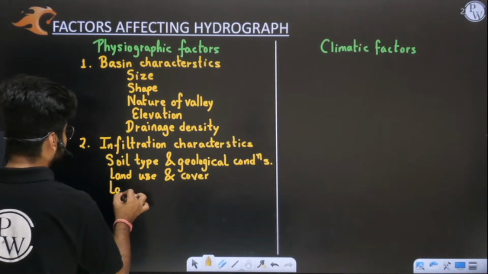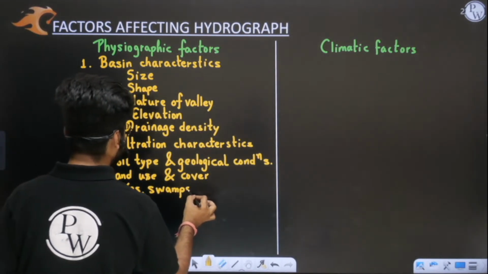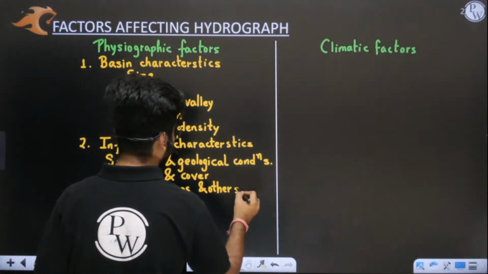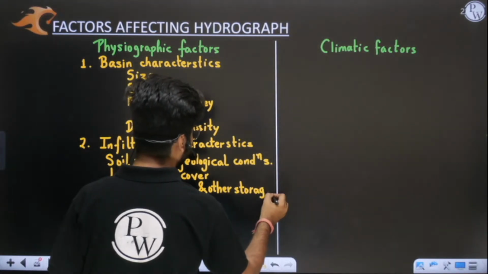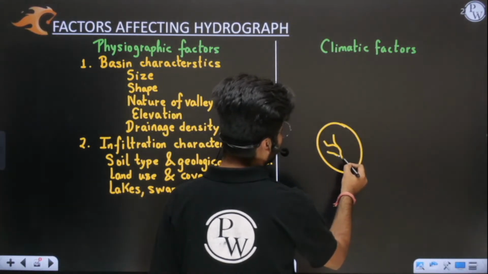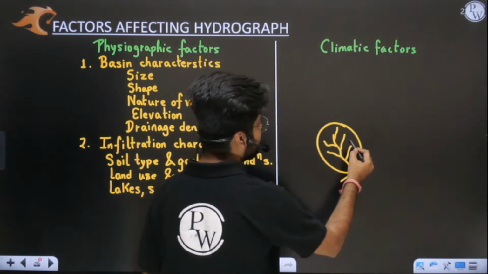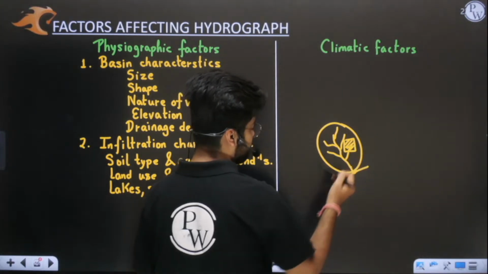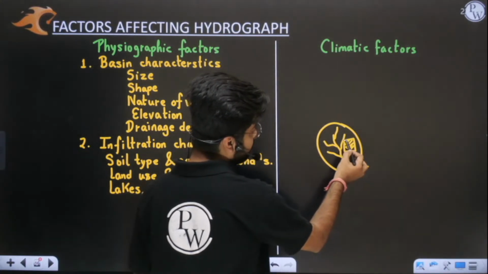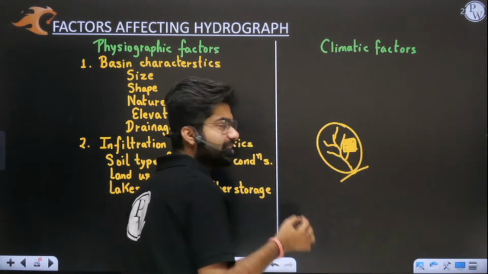Then are there any lakes? Are there any swampy areas, or any kind of other storages in your catchment area? Because you need to understand. Let us say water is flowing down and joining the main river and reaching your outlet. Now let us imagine we have a very huge lake or a very huge storage here. When rainfall happens, a huge volume of water will be stored in this lake.